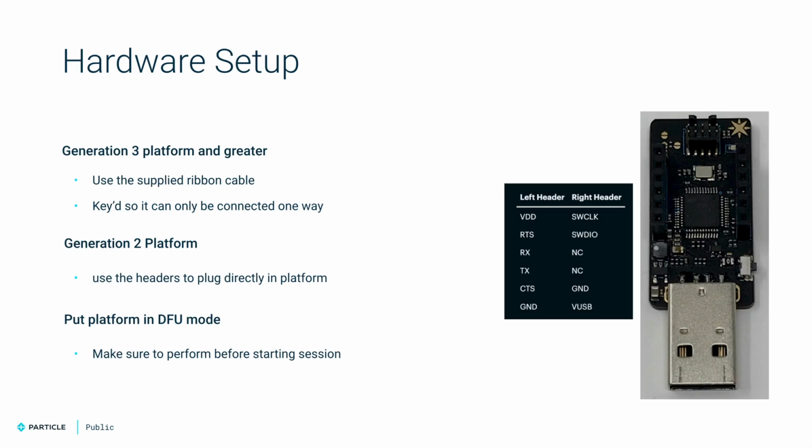Once you confirm your debugger is running the latest version of firmware, the next step is to connect the debugger to the particle device. For the hardware setup, it's slightly different depending on the generation of platform you are debugging. For Generation 3 and 4 devices, use the supplied ribbon cable and plug it into the SWD connector on the debugger and the platform. For Generation 2 devices, use the female header and plug directly into the platform. Then just plug the debugger into an available USB port and you should be up and running.